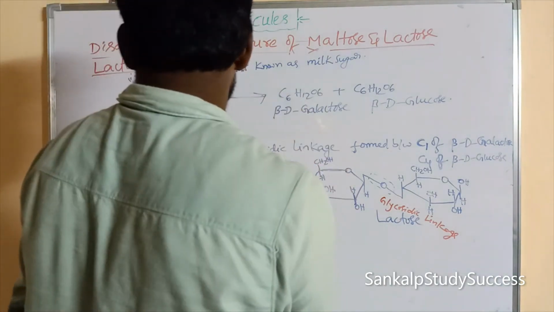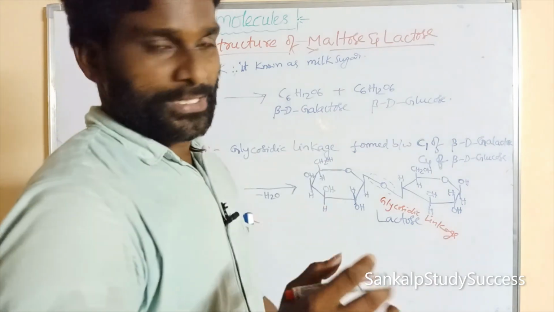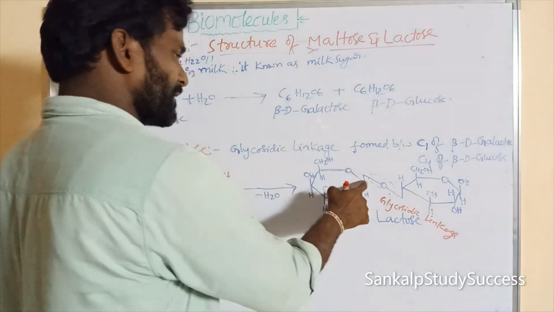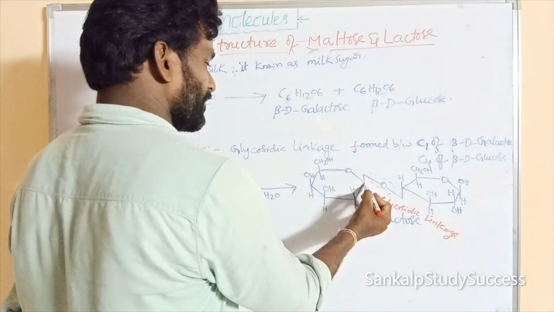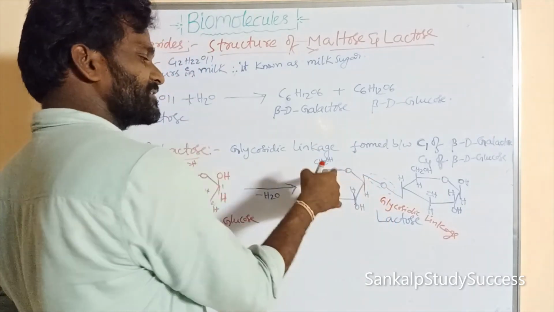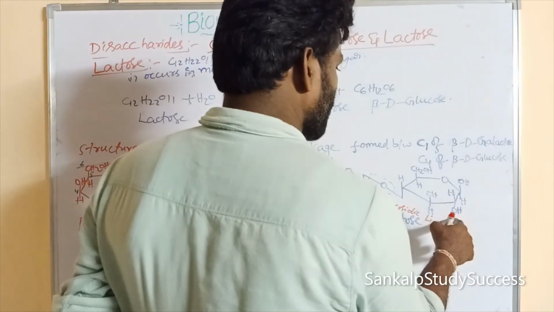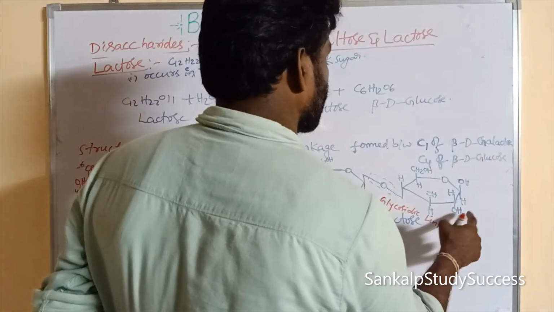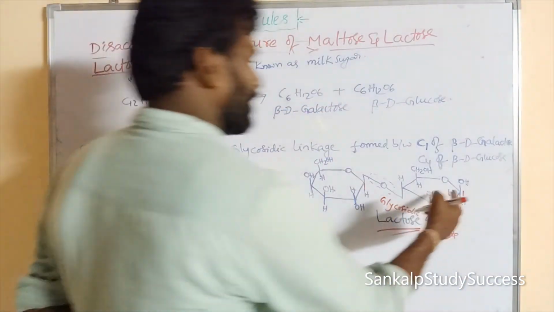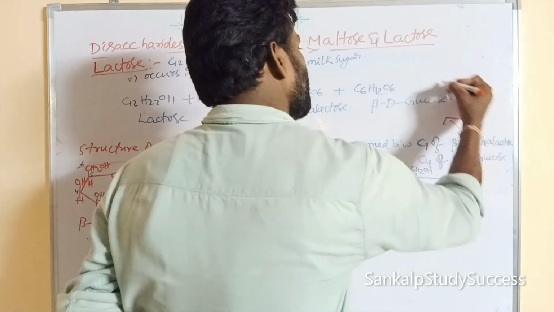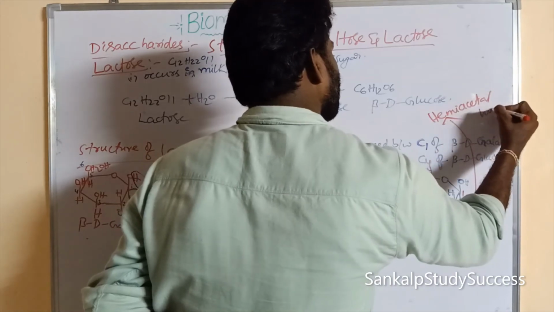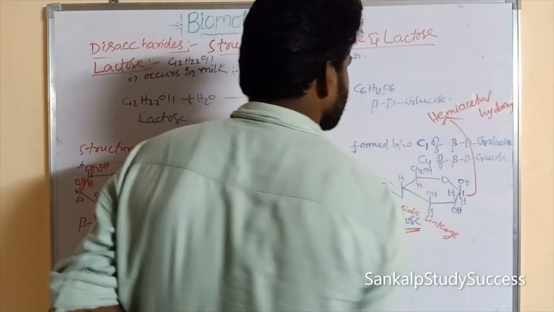This is also a reducing sugar. Why? The first carbon of the galactose unit would be a free aldehyde group, but that group is involved in the glycosidic linkage, so it is absent. But this unit can be taken: this is beta D glucose, and at its first carbon a hemiacetal hydroxy group is present.